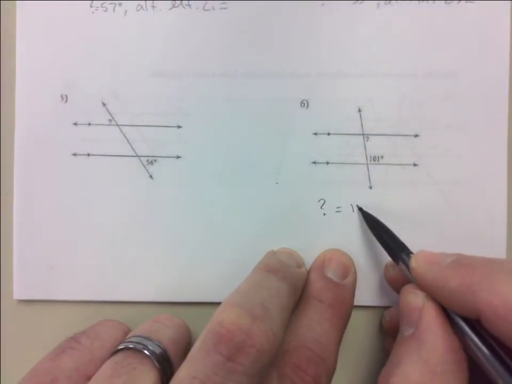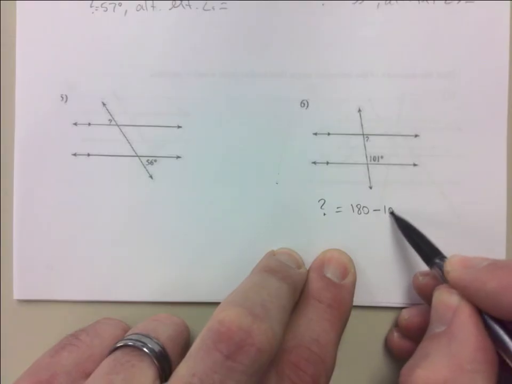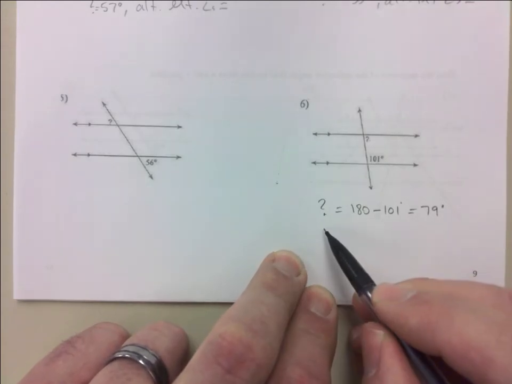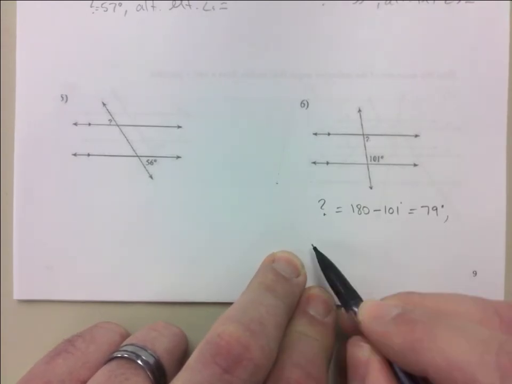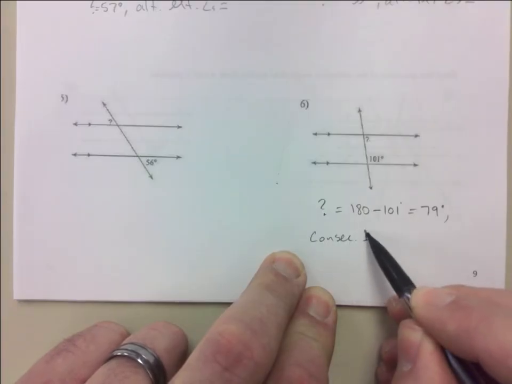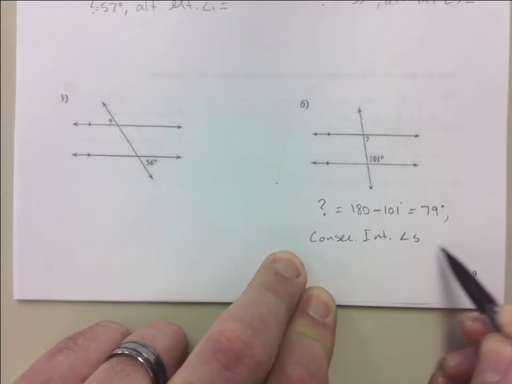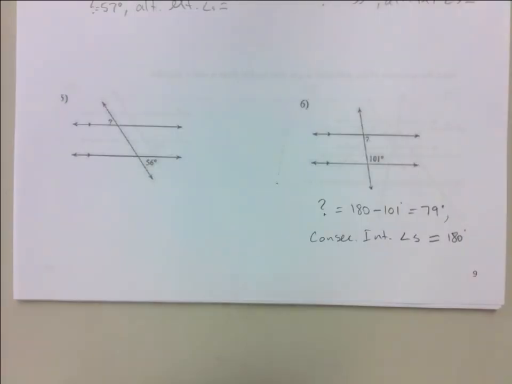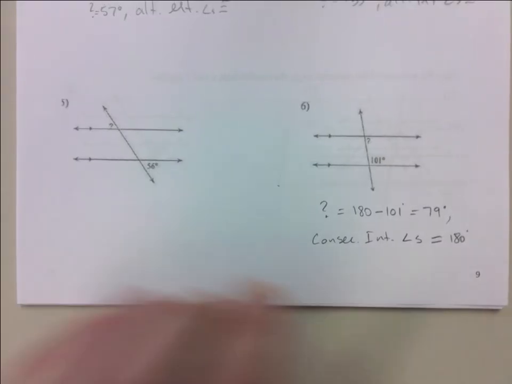I tend to go 180 minus 101, and that's 79 degrees. Why? Because this is the reasoning. Consecutive interior angles are supplementary, right? They're equal to 180 degrees. So that's where it changes a little bit. That's the one where you cannot say they're equal to each other. They're supposed to add up to 180. Okay? Keep going.